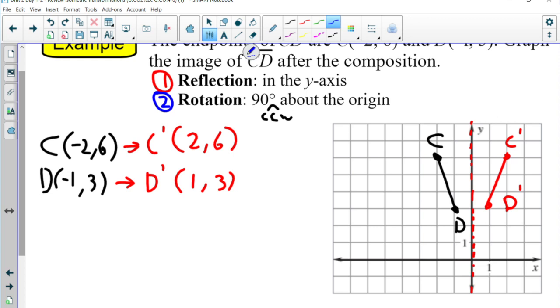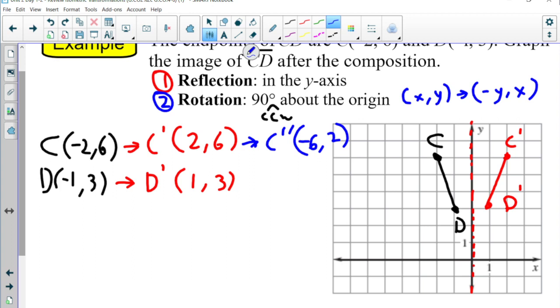Then the rotation. Let's write out the coordinate rule for that notation or rotation. (x, y) moves to (-y, x). That means that we are going to switch x and y, and change the sign of the first coordinate. Again, it's the same idea we talked about yesterday, and we're going from C prime. From C prime, which is at 2, 6, to get C double prime, switch x and y, so 2, 6 becomes 6, 2, but the first coordinate gets its sign changed, so now it's negative.